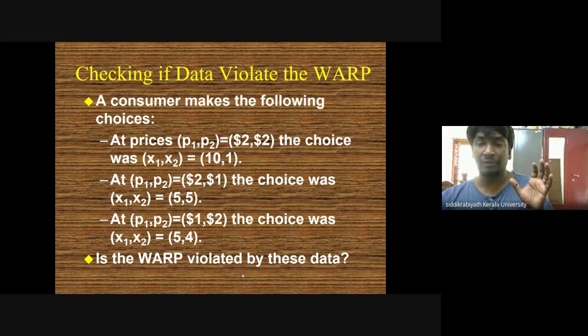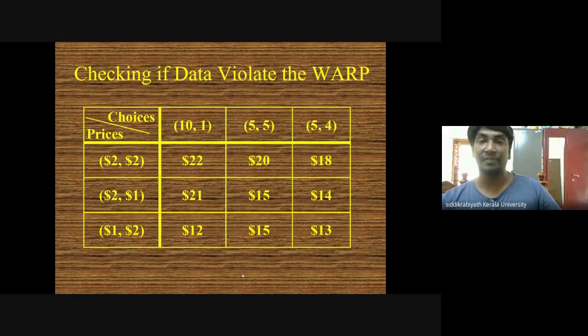Now the question is whether the WARP is violated by this data. This is the data I was talking about. So, checking if the data violates the WARP, you have two directions: one is choice, the other is price. Price is given in the column and choice is given in the row, and you have this combination of the two. 10 1, if you multiply you will get 22, the other one you will get 20, and the other one you will get 18.